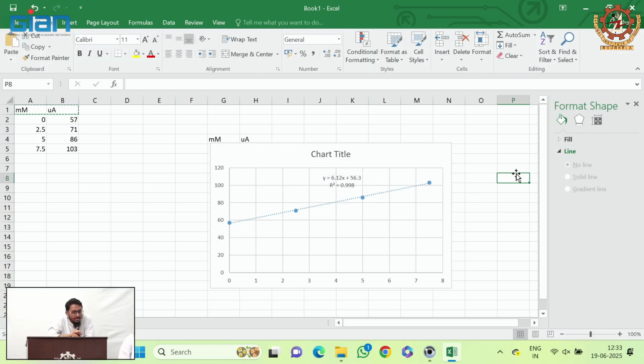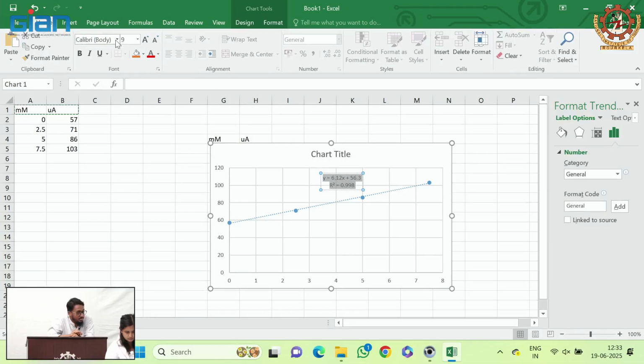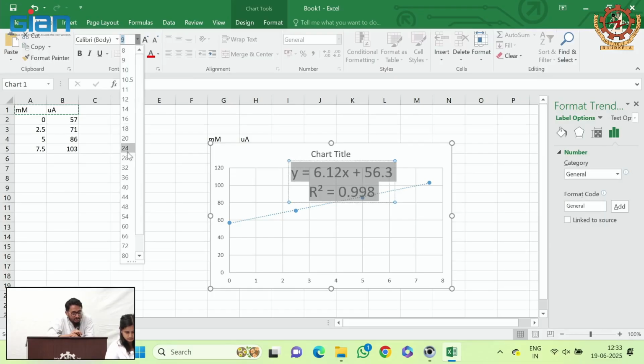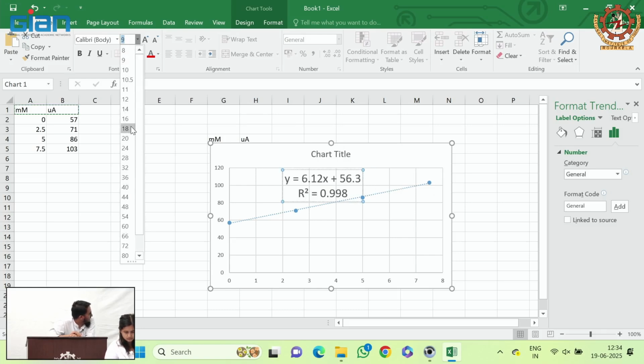Can you make the font larger, please? That equation, straight line. So that is the slope of the straight line. The slope of the straight line gives us the sensitivity of the sensor. Make it larger, please. So the sensor is linear in the concentrations that we have tested.